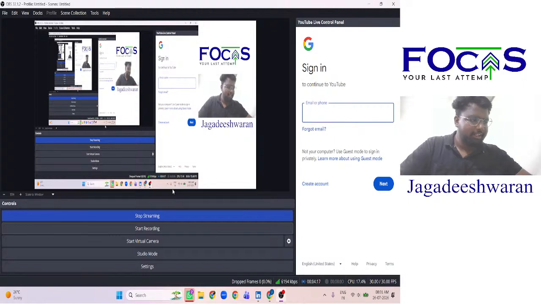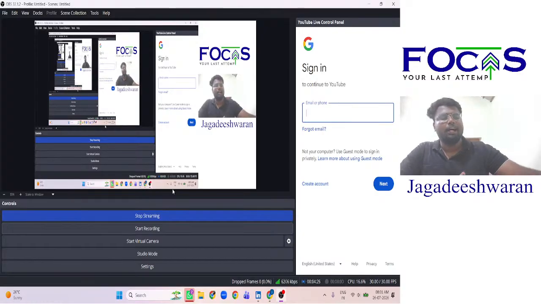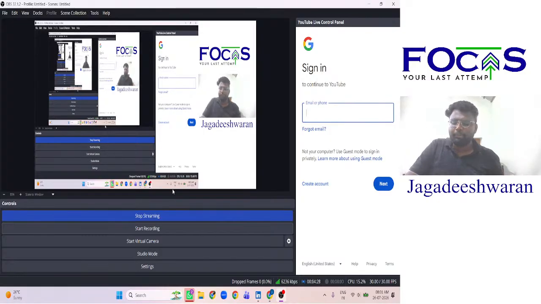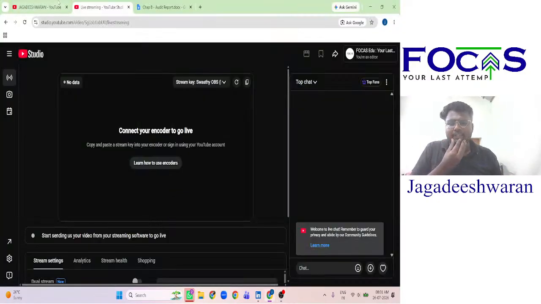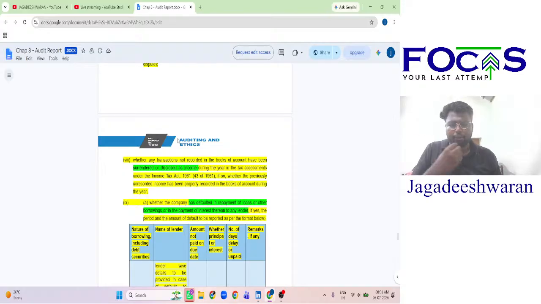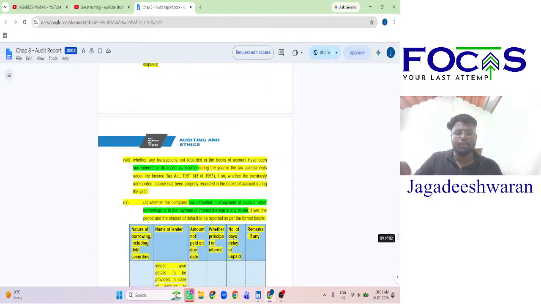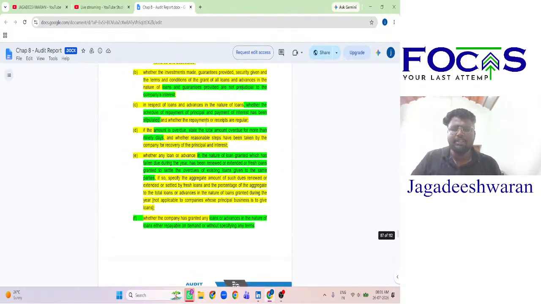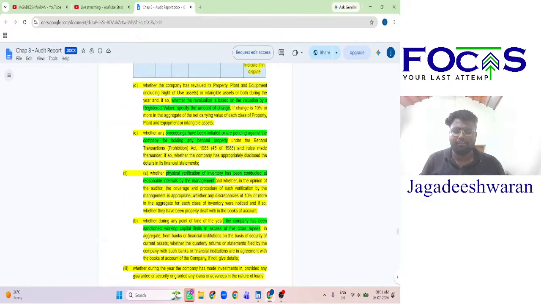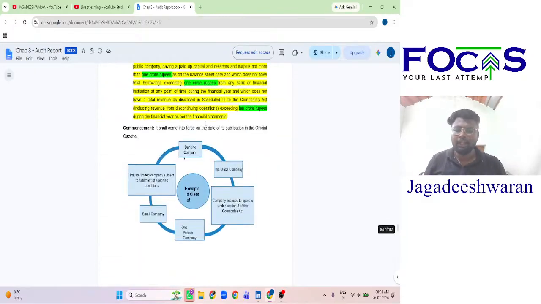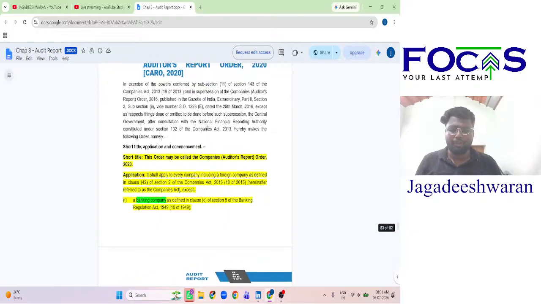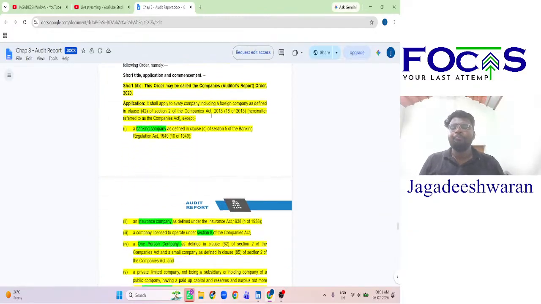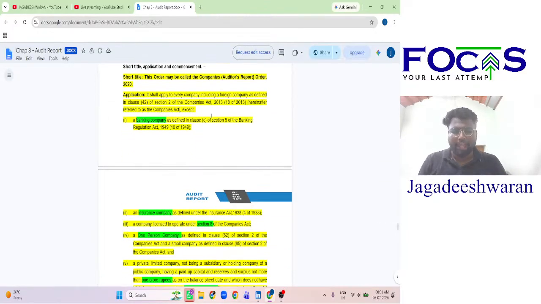So yesterday we studied around 7 clauses of CARO, and also we have seen how we can see the applicability of CARO, right? So let us just revise, within 2 minutes, the applicability of CARO and the 7 clauses. Then we go with the remaining clauses. Totally we have 21 clauses, right? Okay. So, applicability of CARO.